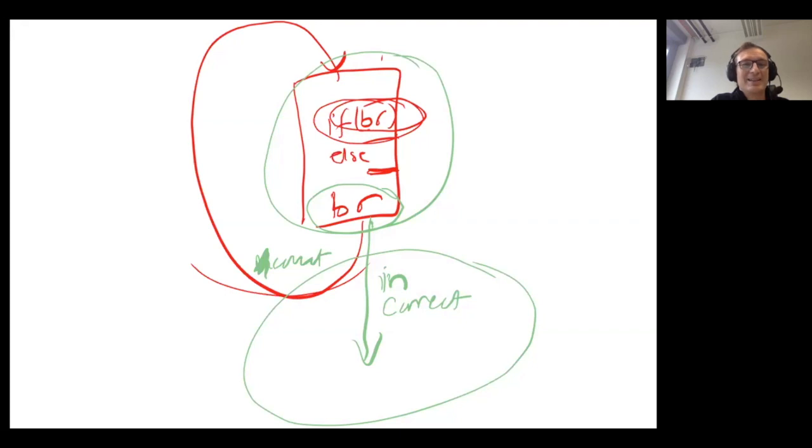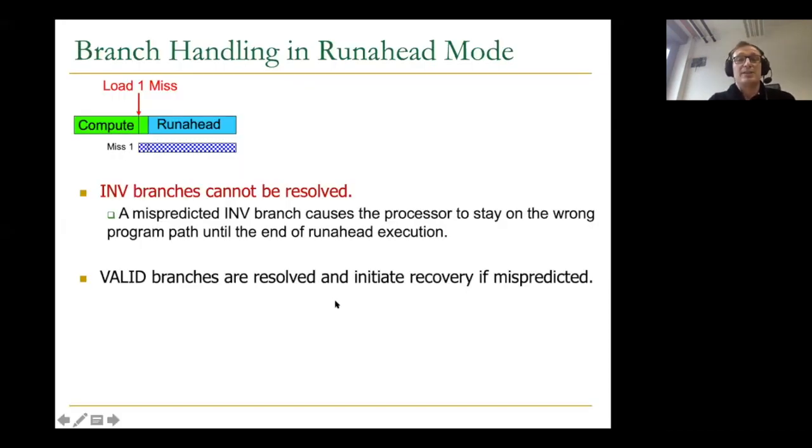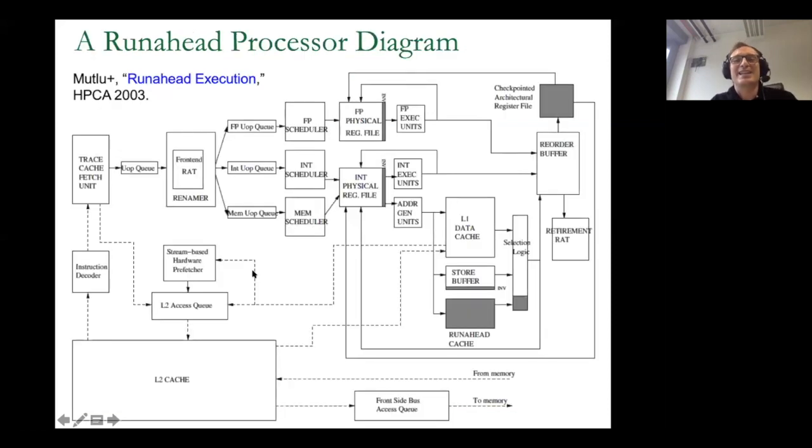Okay, cool. Yeah, so actually we analyze this a lot because it's an important part of Runahead execution. And I'm going to recommend a paper that discusses this somewhere later in this lecture. Okay, so let's get back to sharing my screen over here, if I can find it. Okay, I did find it. Good. Okay, so that covers branch handling in Runahead mode. And that's basically it.